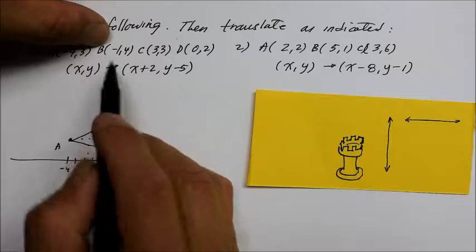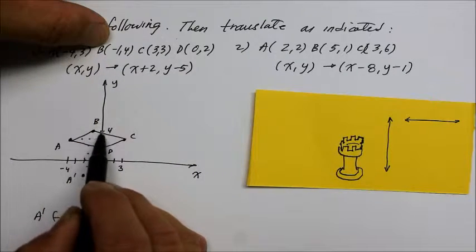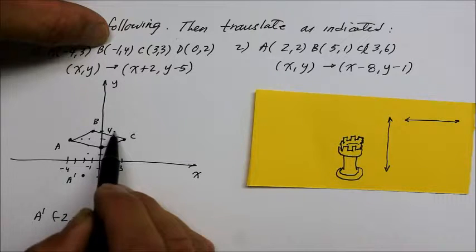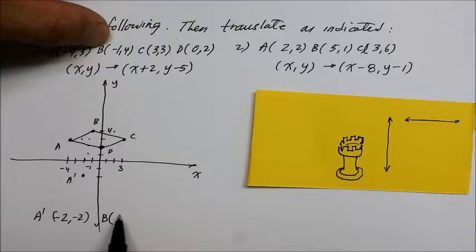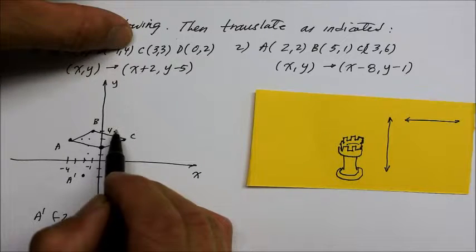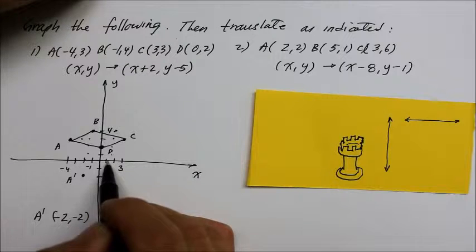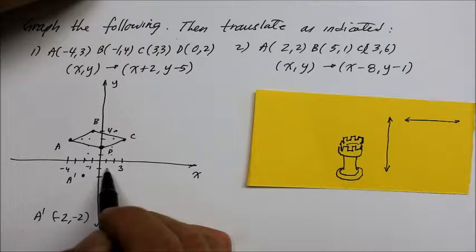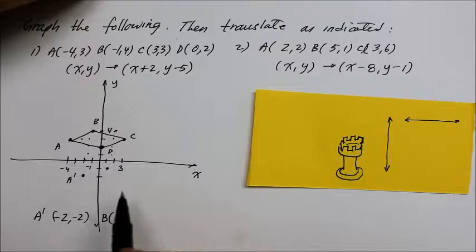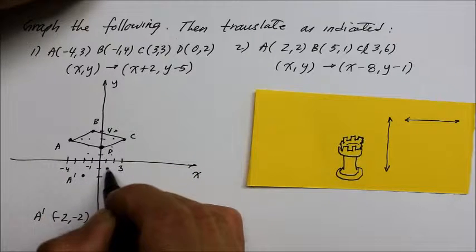What's the B? You were at -1. Now you're going to go 2. 1, 2. So B is at 1. And the y is 4. You were at 4. You're going to go down 5. So 1, 2, 3, 4, 5. There it is. So when you move, that's going to be -1. And so that's the B prime.